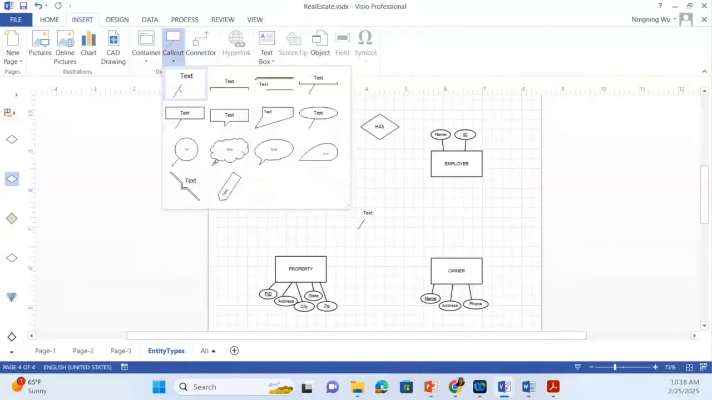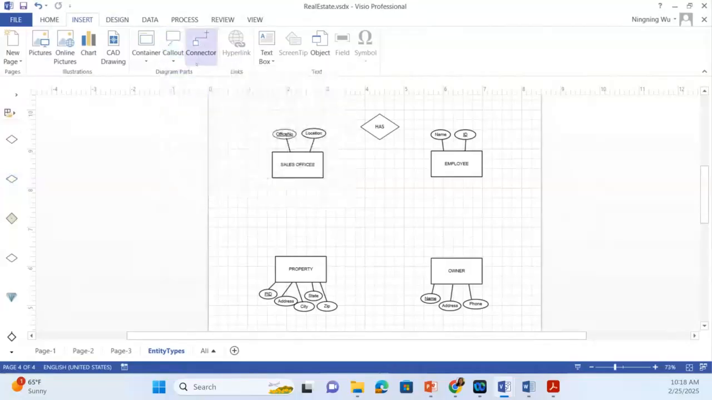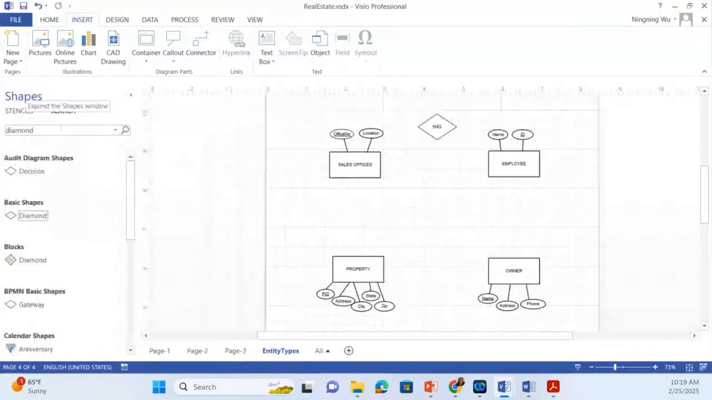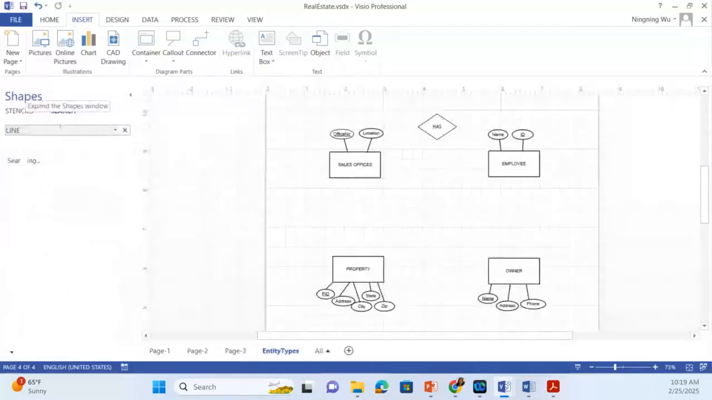Connector. So no. Why is it not allowing me to do this? I don't like that one. I don't know why it's not showing here. I just want it as simple as possible.